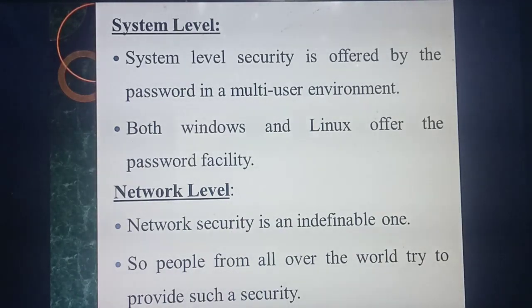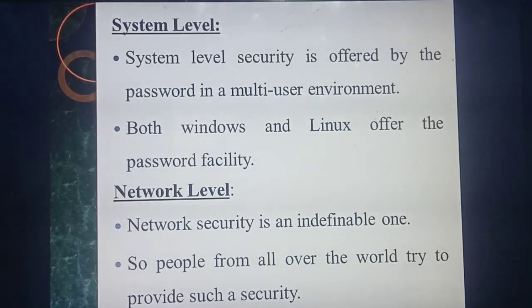This kind of system level security is supported by all the Windows operating systems as well as the Linux operating system. They all support what? The password facility. Nowadays in your mobile phones also, you can provide passwords on the home screen itself. That is called what? System level security.